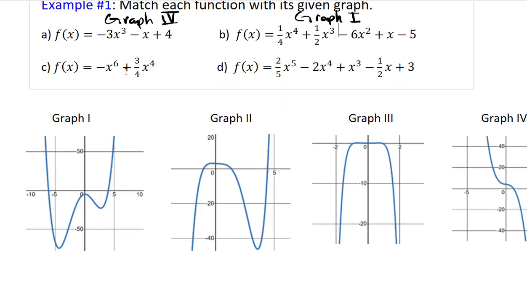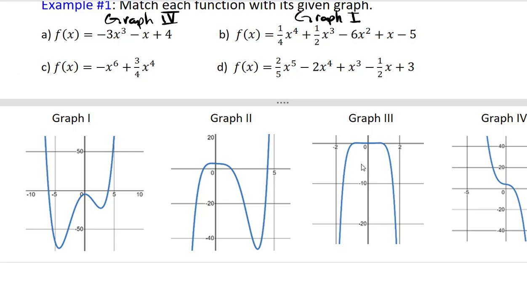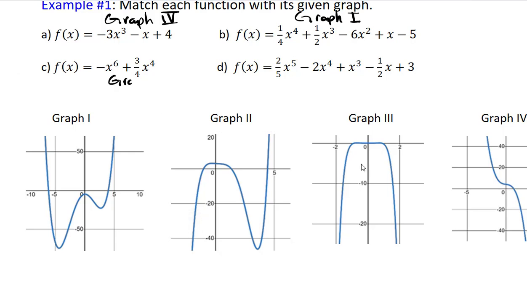For letter C, our function has a leading term of negative x to the 6th. So once again, even degree, which means the ends point in the same direction. But since the leading coefficient is negative, both ends point down. And so graph 3 is the best match for letter C.